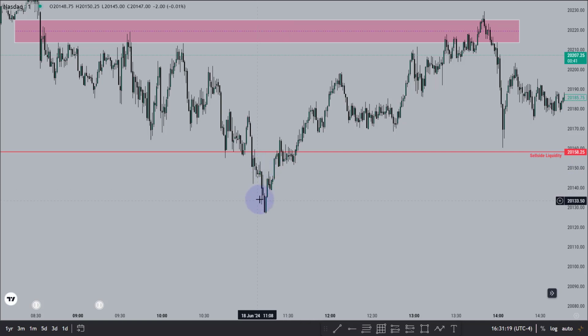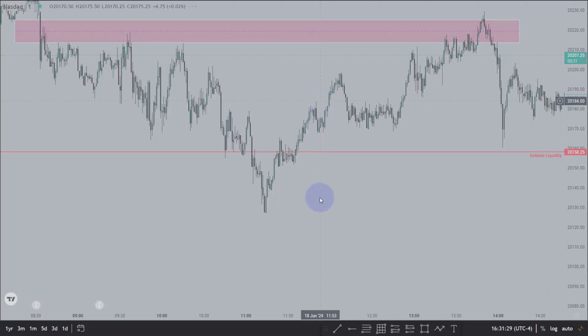If you are really interested to learn the price action, you can't just take a buy after taking the sell side liquidity. You just can't take a buy from there. Here you have to wait for a bullish fair value gap.